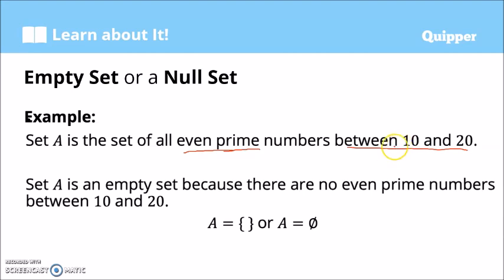Okay? So, ibig sabihin, walang element yung set A. Kasi wala tayong nahanap na even na prime numbers between 10 and 20. So, therefore, set A is an empty set because there are no even prime numbers between 10 and 20. So, we write the set A as A is the set of empty set or wala siyang element. Oh, look at that. It's an empty set. Or we can write it this way. A is a null set. Okay? So, ito yung mga notation ng empty set or null set.